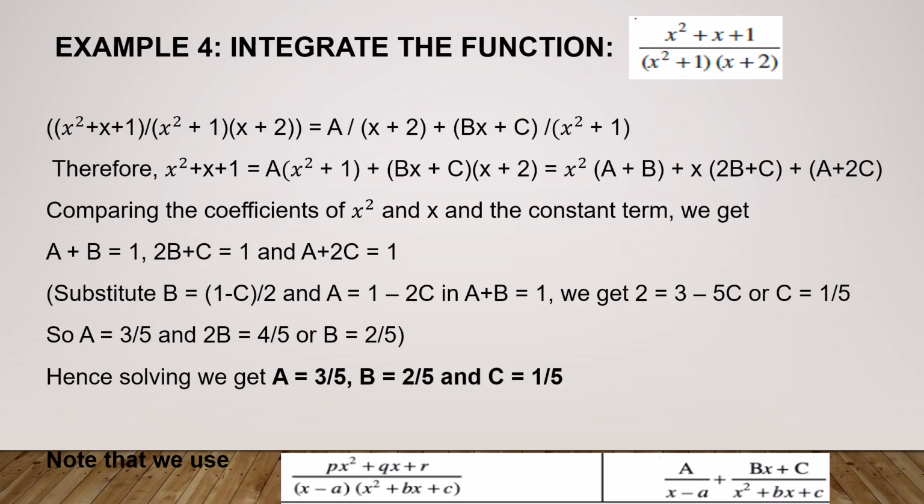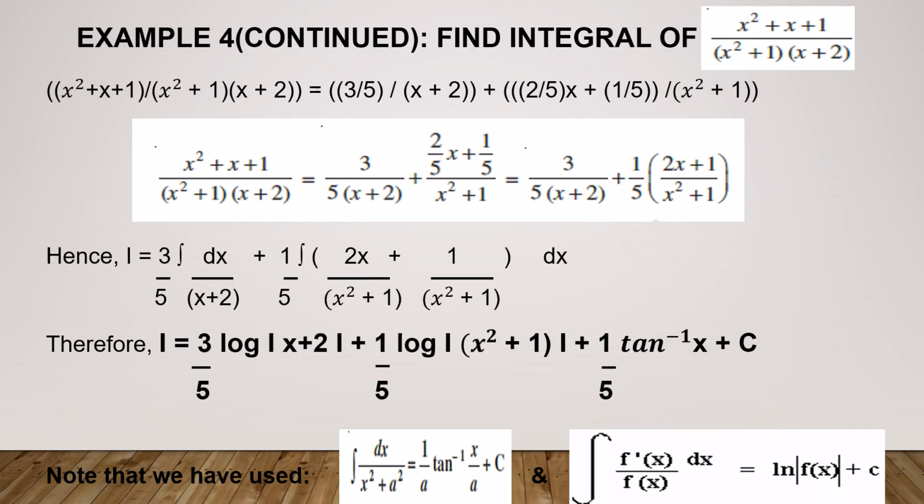So what do we get over here? a is equal to 3 upon 5, b is equal to 2 upon 5 and c is equal to 1 upon 5. So now I have put back my values of a, b and c. So what is the function which I need to integrate? 3 upon 5 into x plus 2 plus bx plus c, meaning 2 upon 5 x plus 1 upon 5, upon x square plus 1. Just write it in simple form. It is 3 upon 5 into x plus 2 plus 1 upon 5 outside into 2x plus 1 upon x square plus 1.